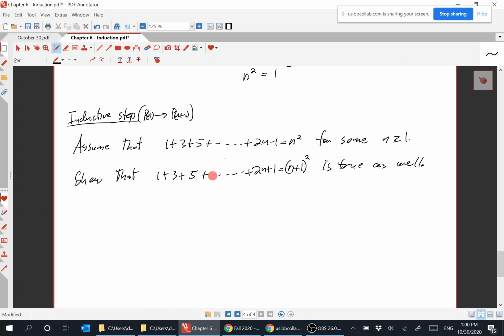All right, so let's start with this. Well, 1 plus 3 plus 5 plus 2n plus 1. So that's the sum of the consecutive odd numbers from 1 to 2n plus 1. What's the odd number that comes right before 2n plus 1? What's the odd number that comes right here? 2n minus 1.